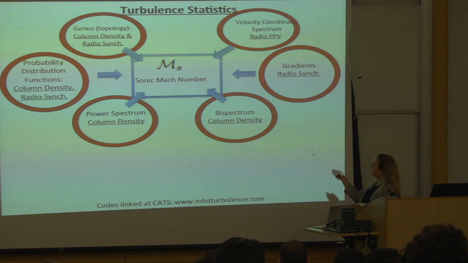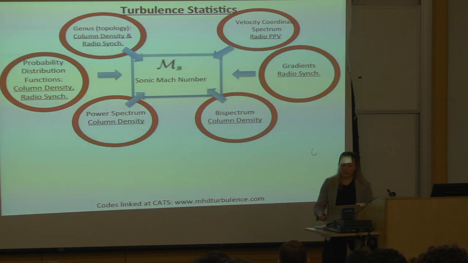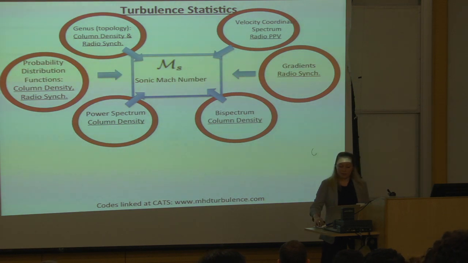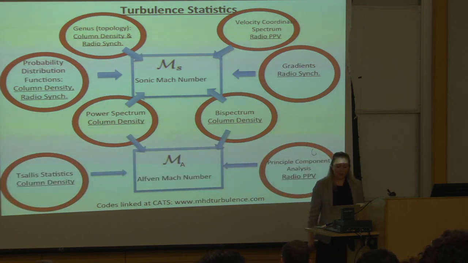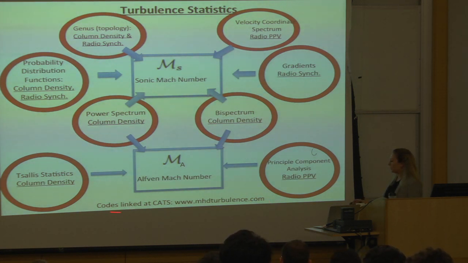So underlined here are different types of astrophysical observations. You don't really need to know what all those mean, column density or synchrotron. But suffice to say that there are statistical techniques that you could apply to a data set and then find out some interesting piece of physics. So the Mach numbers are listed here. And again, a lot of these codes, mostly in Python, are linked at mhdturbulence.com. So you could find a lot of these codes.